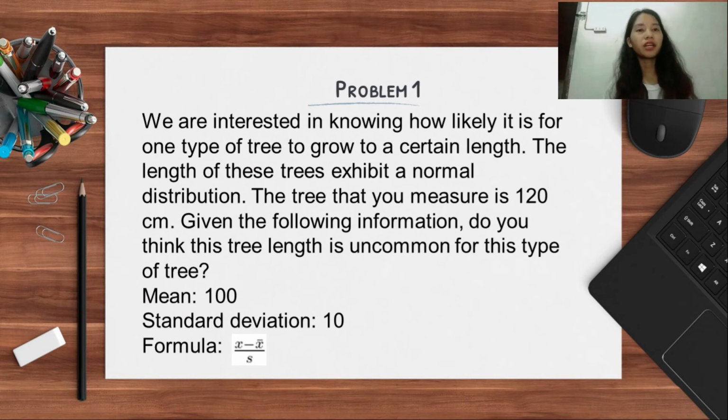Problem number 1. We are interested in knowing how likely it is for one type of tree to grow to a certain length. The lengths of these trees exhibit a normal distribution. The tree that you measure is 120 cm. Given the following information, do you think this tree length is uncommon? For this type of tree, the mean is 100, the standard deviation is 10, and we have the formula there.